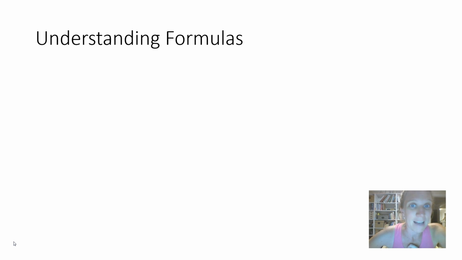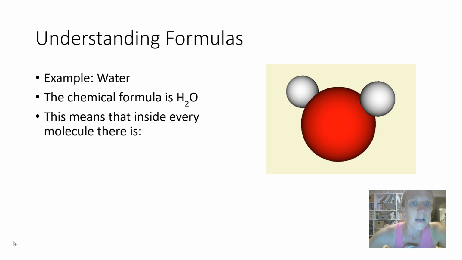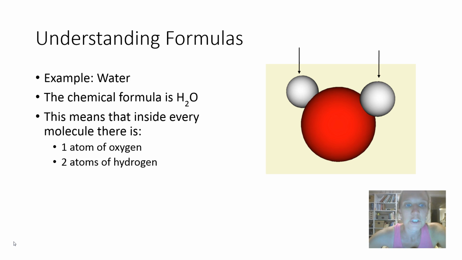Let's talk a little bit about understanding the chemical formulas. Let's look at water for an example, because that's a molecule you're all pretty familiar with. The chemical formula of water is H2O, and on the right-hand side of your screen, you can see a diagram of that molecule. The formula H2O means that inside every molecule there is one atom of oxygen and two atoms of hydrogen.